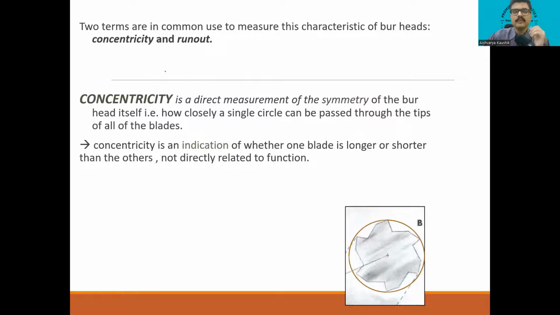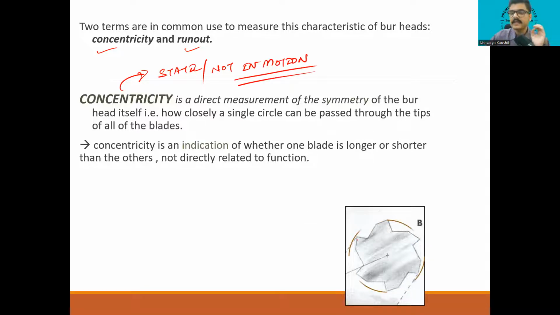So there are two very important terms. One is concentricity and the other is run out. Now, concentricity is a direct measurement of the symmetry of the burr. That is how closely a single circle can pass through the tips of all the blades when the burr is not in motion. Now, this is the key word here. When the burr is static, it is not in motion.